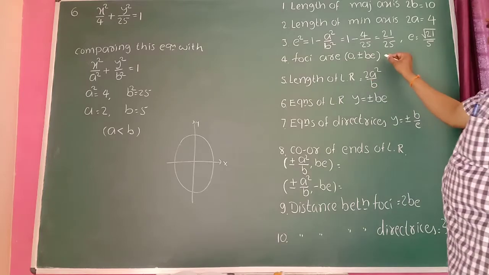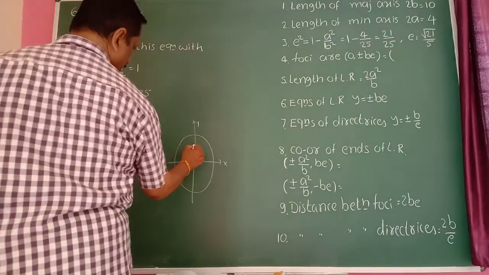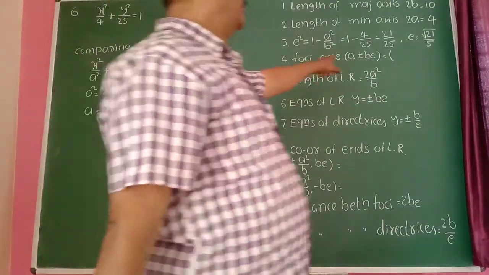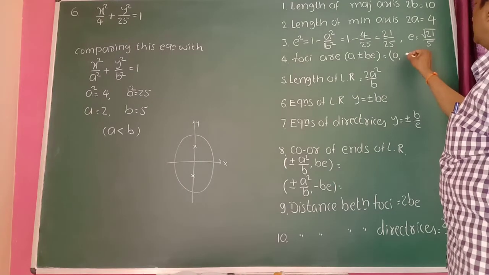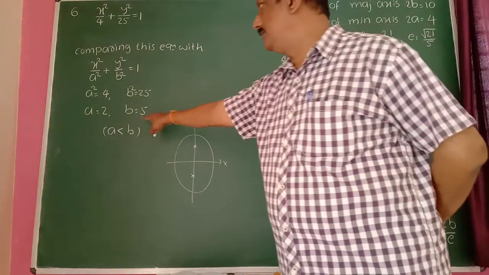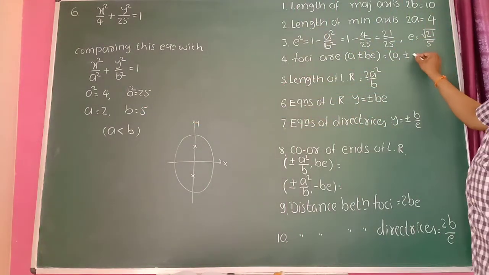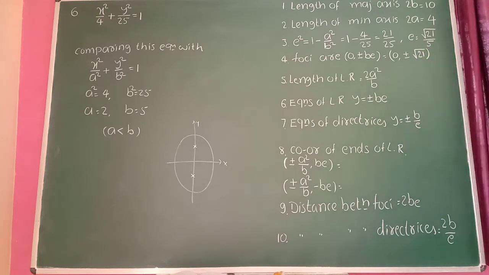Therefore, foci is given by: foci lie on the y-axis, so the x coordinate is 0. 0, plus or minus b into e. You know b value is 5, so 5 into root of 21 by 5. 5 cancels, remaining is root of 21.